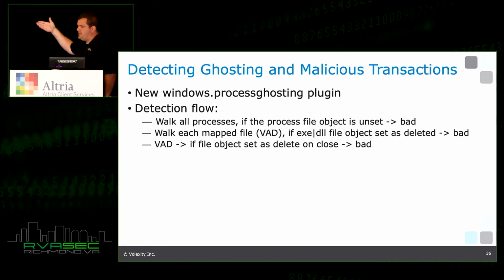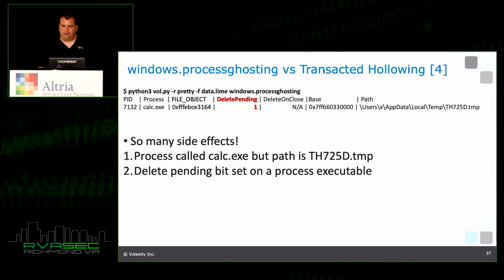We look at all the VADs that map EXEs or DLLs. If they're deleted, that also doesn't make sense, we detect that. And as you'll see quickly here with Cobalt Strike, it uses the API for being delete on close, which means once that process is no longer running, the executable gets deleted.